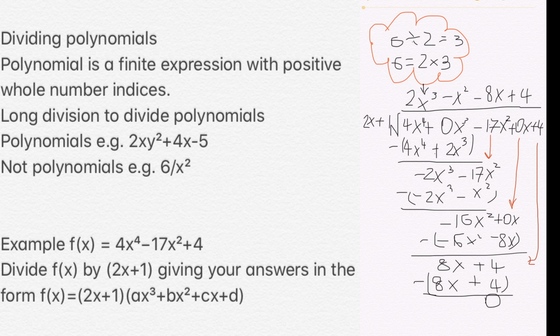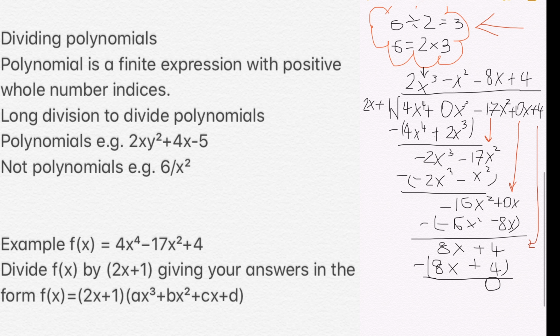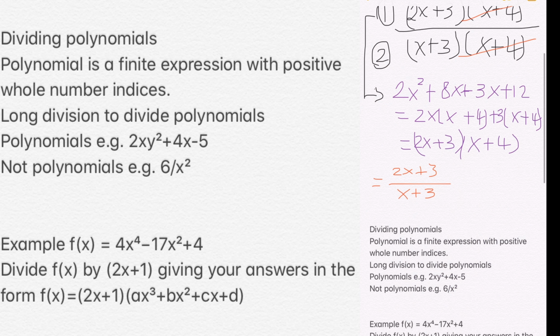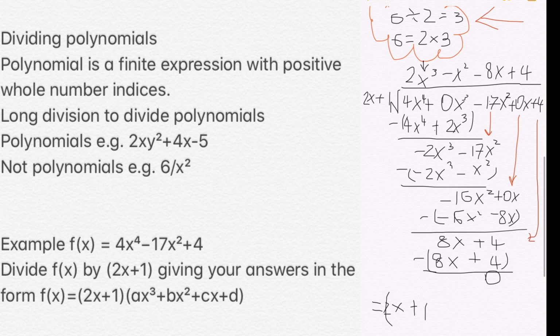Move the 4 down, divide 2x into 8x, you get 4, so write the 4 on top. And at last, 4 times 2x is 8x, 4 times 1 is 4, and 8x plus 4 divided by 8x plus 4 gives us 0, so the remainder is 0. And we come up with the answer: 2x plus 1 multiplied by 2x cubed minus x squared minus 8x plus 4.